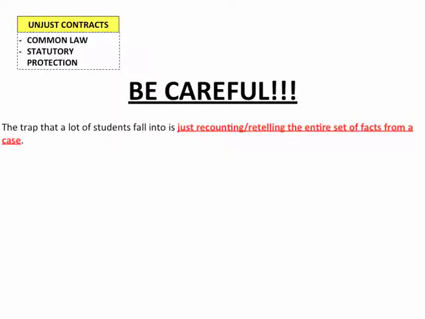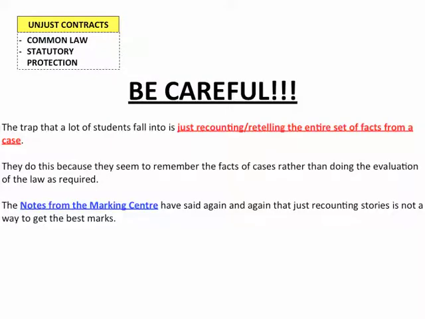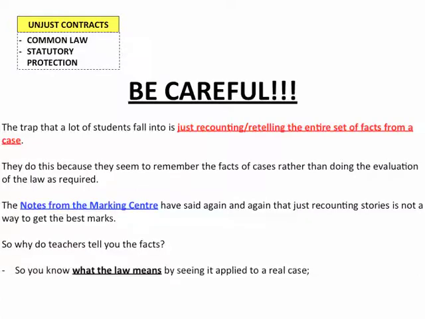The notes from the Marking Center have consistently said that just telling a story, like in this case, there was this person and that person, and this person did this, and this person said that, telling stories like that is not the way to get marks. So why do teachers like me tell you the facts? The first reason is that when you apply it to a real case, then suddenly the letters of the law, the words in the law, make sense. Suddenly a phrase like unfair terms, now you've got some examples, they make more sense for you.